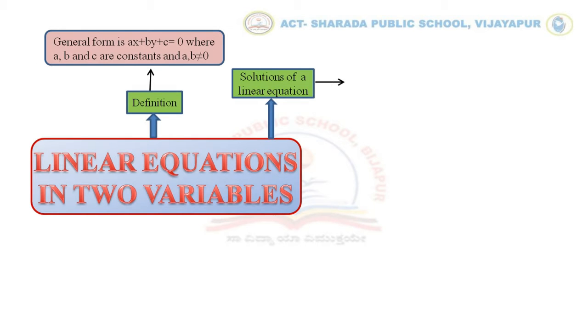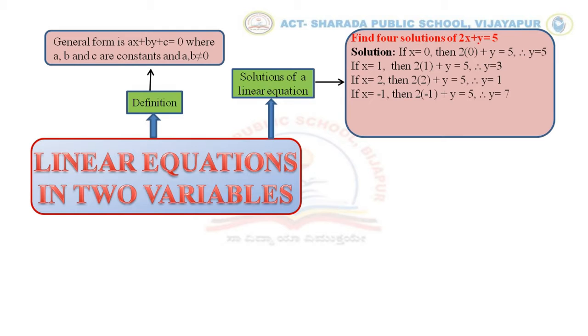Solutions of a linear equation. The values of the variables that make the linear equation true are called solutions of a linear equation. We discuss this with an example. Find four solutions of 2x plus y is equal to 5. So we put different values of x and find the respective values of y.